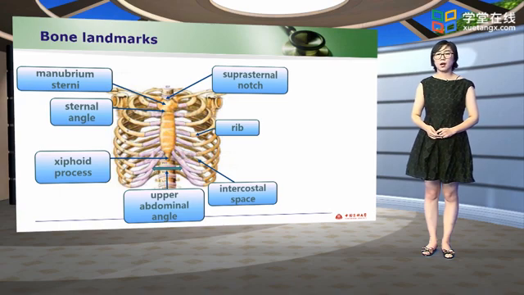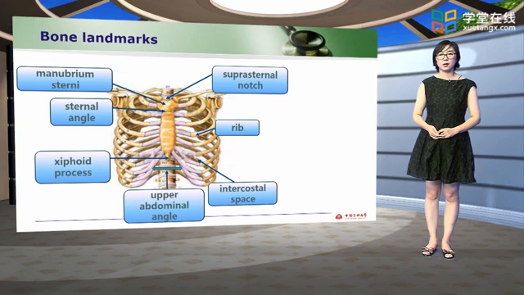And then is the upper abdominal angle. It's the angle between the 12 ribs. In it, it contains stomach, liver, and pancreas.